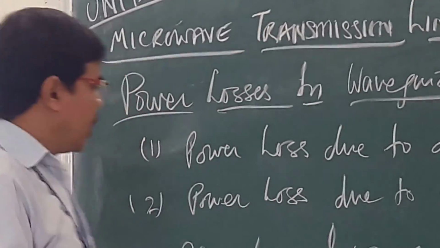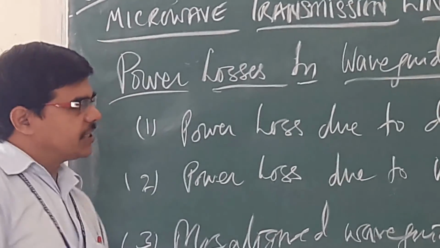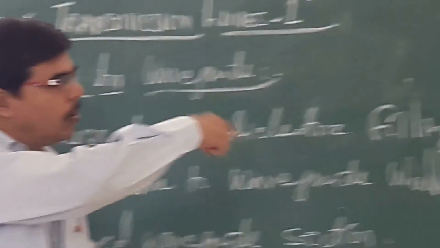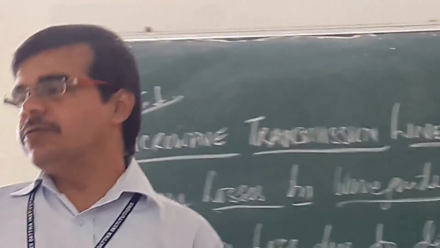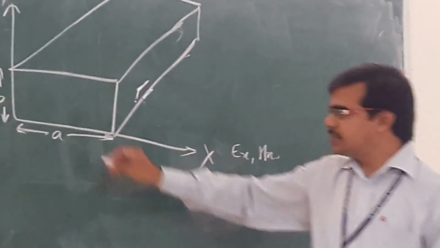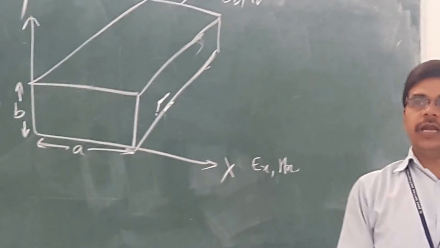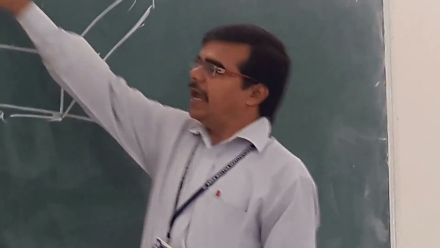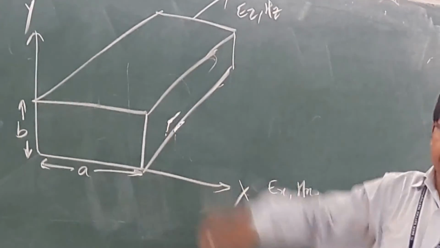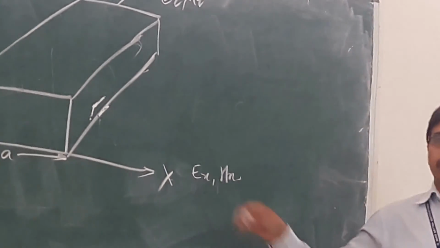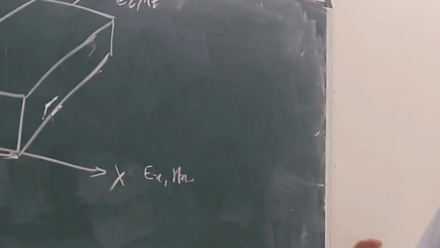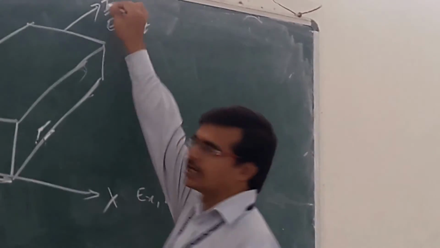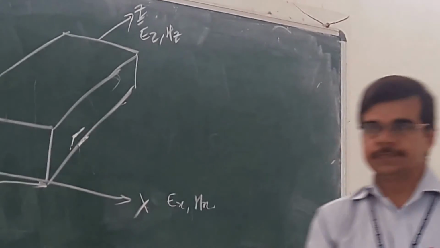We will go for power losses due to waveguide walls. Okay, so this is clear. You just go through it once. That is the A and B components of the physical dimension of the rectangular waveguide. You have x and y, the x-axis for the electric field and the y-axis for the magnetic field, and z in the direction of propagation.